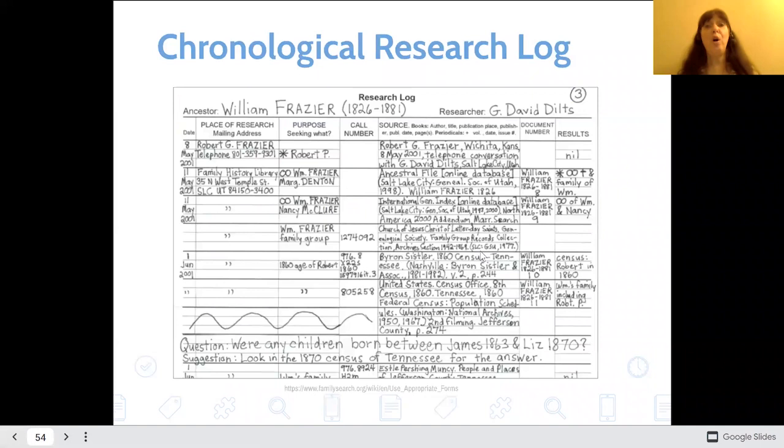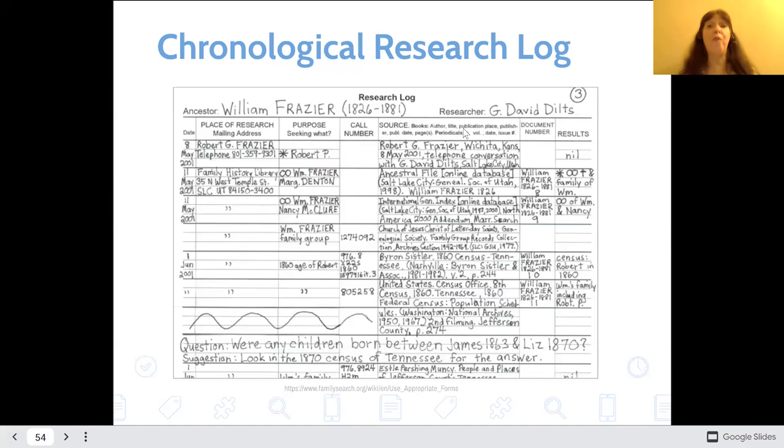So there are different styles of research logs. This one is chronological, and chronological in the order in which you found the information. I should make that clear. So it's not chronological for the life of the person. It's chronological of the order in which you found the information. So it's just got, where did you research? What was your goal, basically? If you have a call number, et cetera, et cetera. These forms are available online. You can just Google and find a variety of research forms.